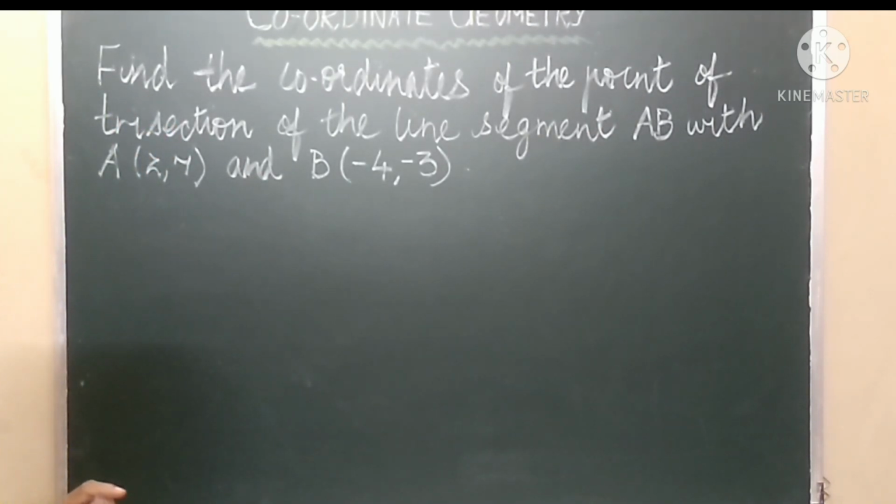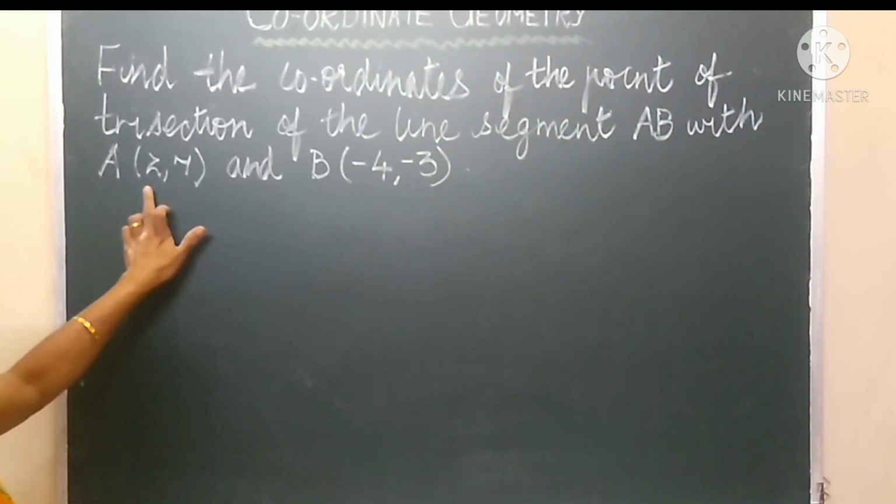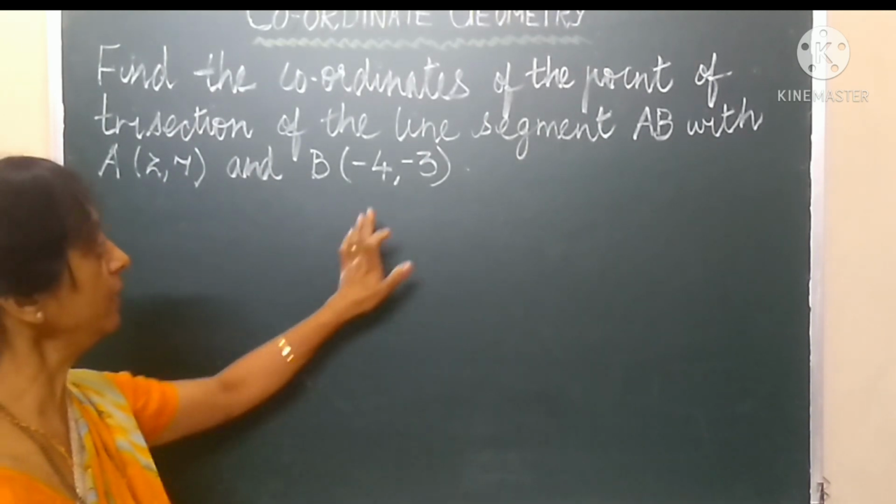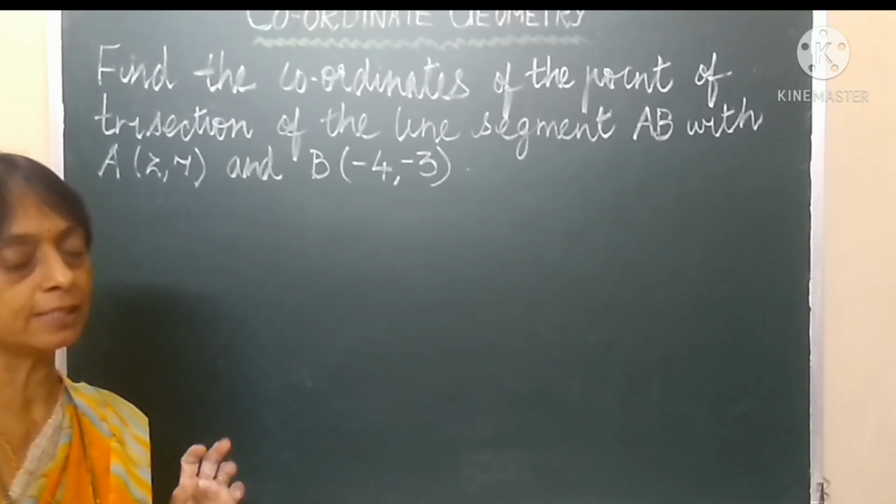Find the coordinates of the point of trisection. This word is very important. Of the given line segment AB with A coordinates given as (2, 7) and B (-4, -3).